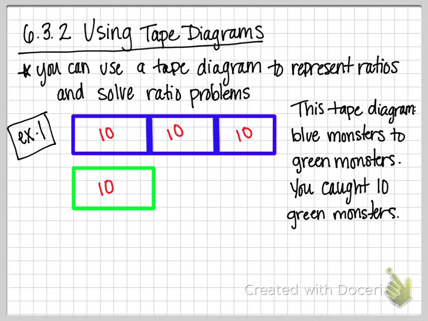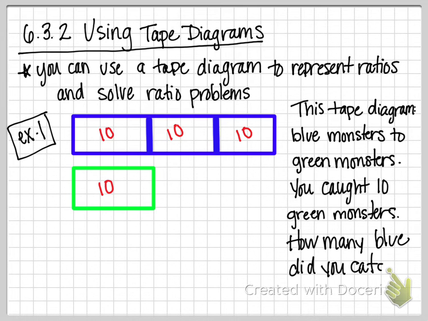So if you caught 10 green monsters, how many blue did you catch? 30, right? Because we know that each little rectangle has to represent the same amount because it is a ratio. And if we know that the one green box represents 10 monsters, and there are 3 boxes in the blue, that means we caught 30 blue monsters because we would add 10 plus 10 plus 10.